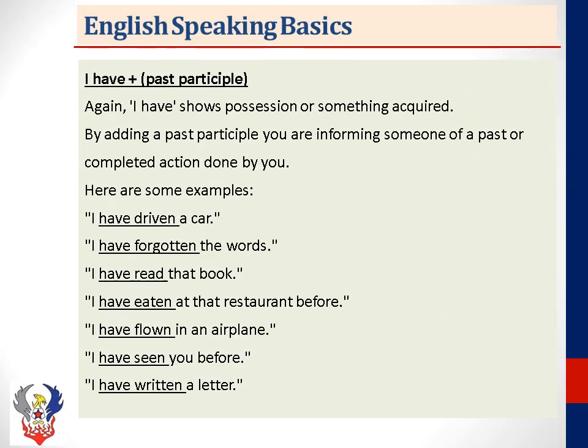I have plus past participle. Again, I have shows possession, or something acquired. By adding a past participle, you are informing someone of a past or completed action done by you. Here are some examples. I have driven a car. I have forgotten the words. I have read that book. I have eaten at that restaurant before. I have flown in an airplane. I have seen you before. I have written a letter.